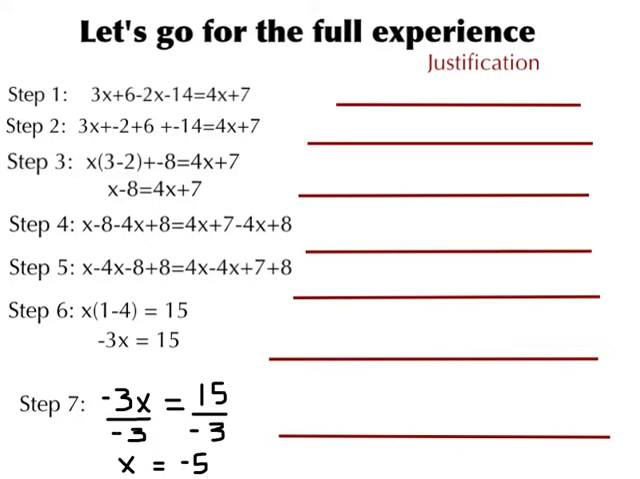Step 1. I took that 3 and I multiplied it into the x and the 2. I took the negative 2, multiplied it into the x and the 7. That's exemplifying the distributive property. So you should write in distributive.